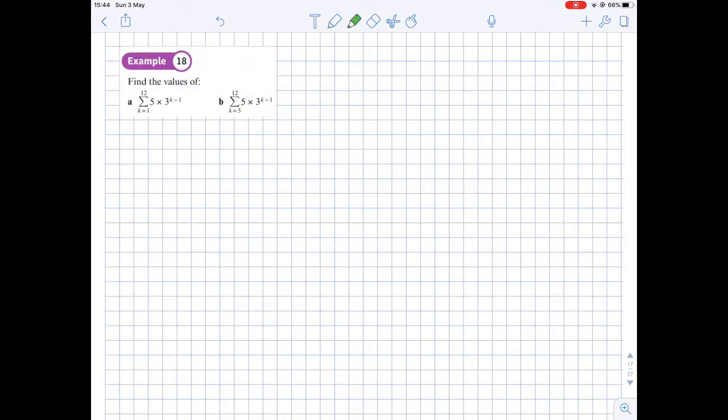Example 18. In the first part, we want to find the sum of the series from the first term to the 12th term, given the rule 5 times 3 to the power of k minus 1. So, for part A, let's write this sequence out.